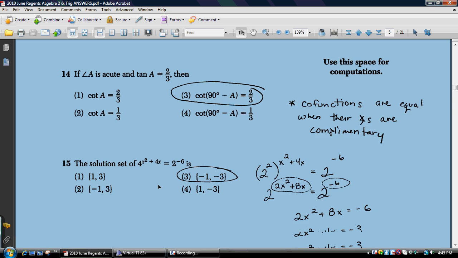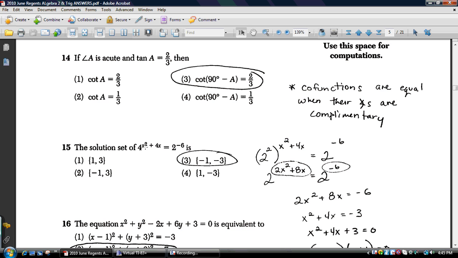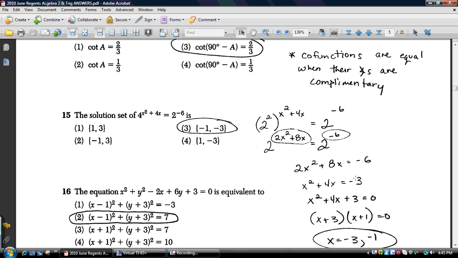All right, number 15, we got an exponents type problem. You need to convert these, give them the same base. 4 is just 2 squared. Check it out. Now you have to drop this in there, it multiplies that. That's a rule of exponents. Because they have the same bases and it's an equation, take the exponents, set them equal to each other, and solve.